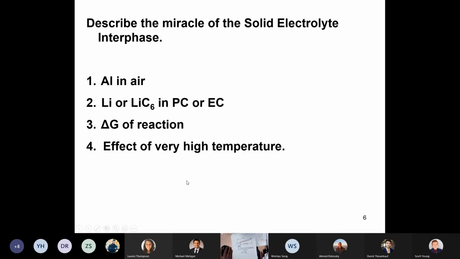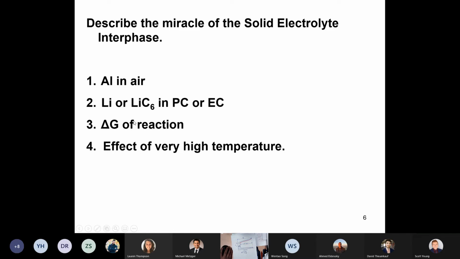Now, if you take lithium metal or lithiated carbon, lithiated graphite, and you throw them in propylene carbonate or ethylene carbonate, they will instantaneously react and form a layer of reaction products on their surface. Fortunately, that layer of reaction products is very similar to the aluminum oxide on aluminum: it hinders, doesn't stop completely, but hinders further reaction and slows it down to be very, very slow in most cases.